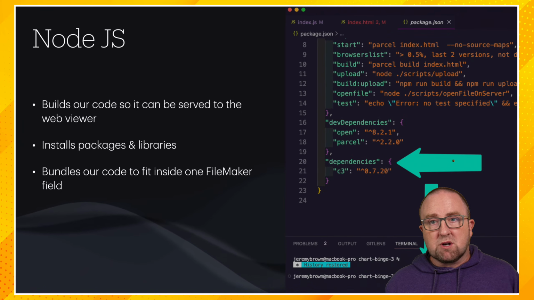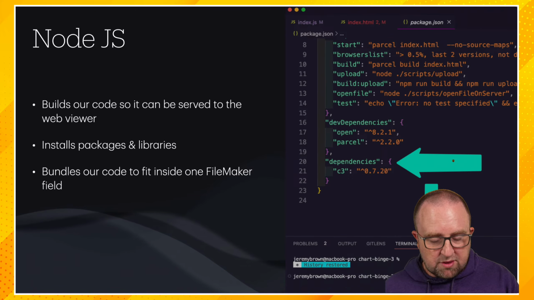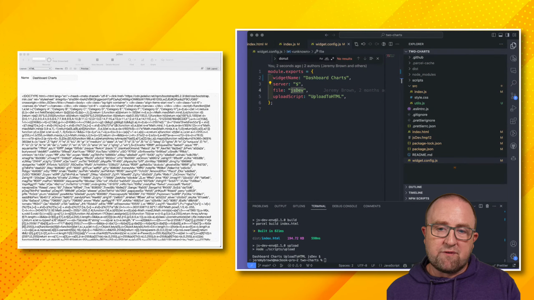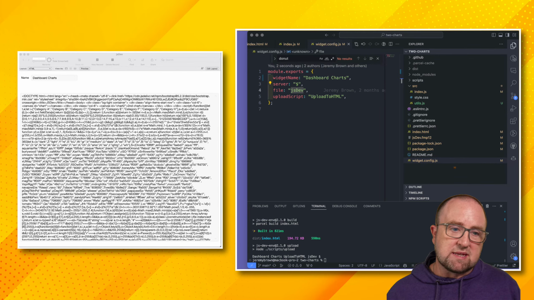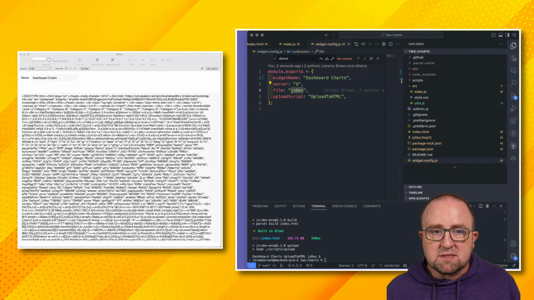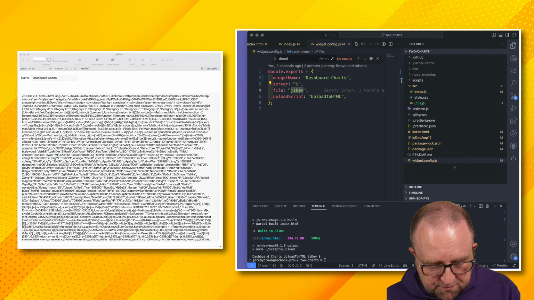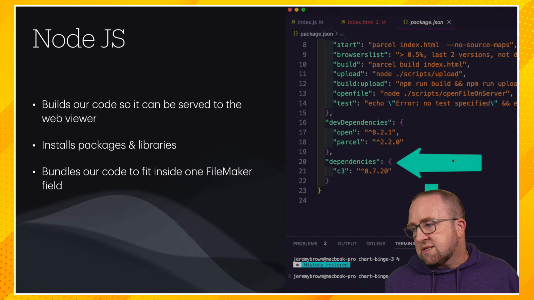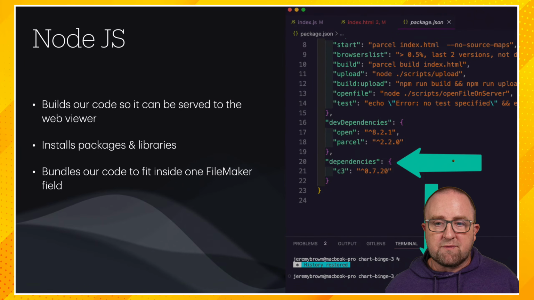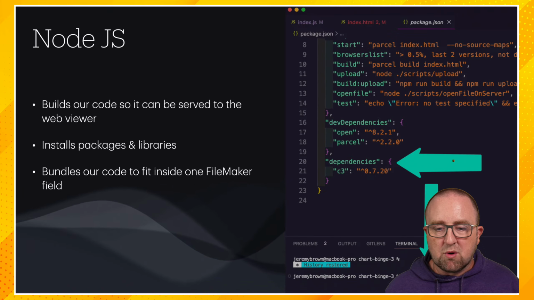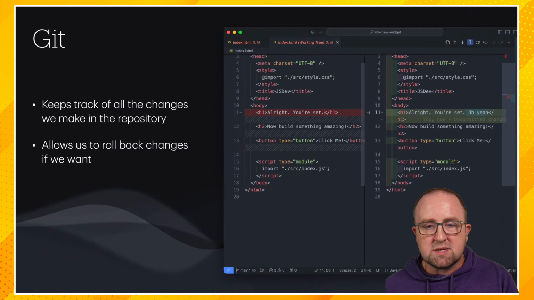Node.js also bundles our code to fit inside of the web viewer, or inside of a field that goes into a web viewer. So this is the result of Node.js working alongside a part of the development environment to bundle up my code, make it as small as possible, and stick it into a text field. So that's Node.js, a very brief introduction to it. Like I said, we just use a little bit of it. We're not going crazy with this. It can do a lot more. We don't do a whole lot with it.